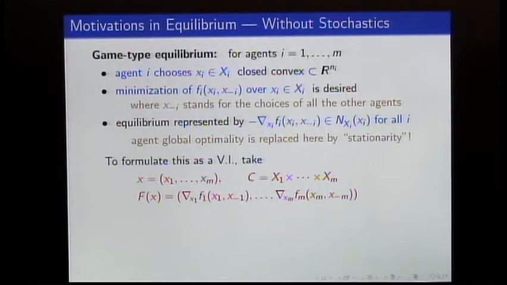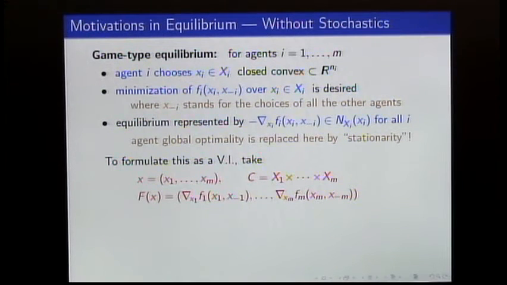It's similar to the Lagrangian variational inequality in that you have a collection of independent conditions, one for each agent, that represents the first order optimality condition for that agent. And I'm thinking here about stationarity as a better representation than global optimality. And then we can put these all together as a single variational inequality by taking the product set and defining a particular mapping. So these are some of the major applications.